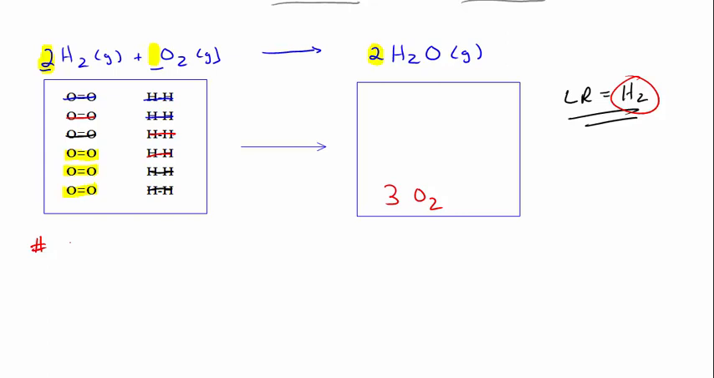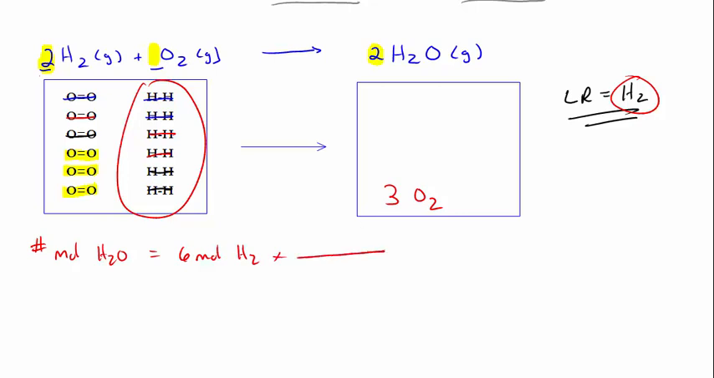All right? So what we know is this. If we're trying to find the number of moles of water that we've made, we know that we've used up 6 moles of H2. And according to the reaction, for every 2 moles of H2, we're going to make 2 moles of water. 2 moles of H2 will give us 2 moles of water. We got this from the balanced reaction. Those cancel out, and that means we can make 6 moles of H2O.